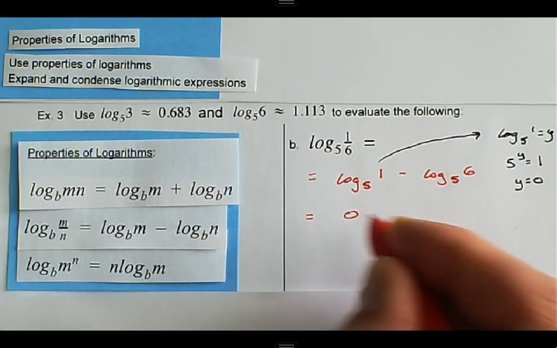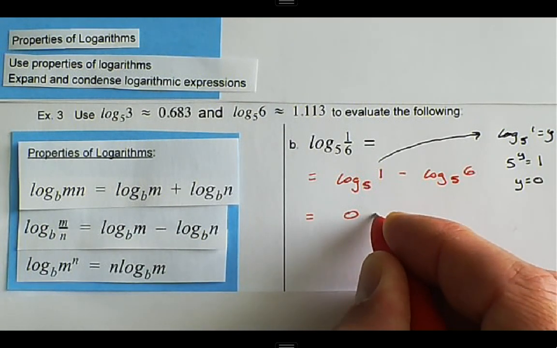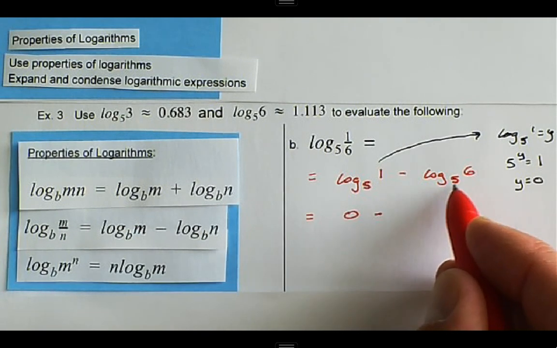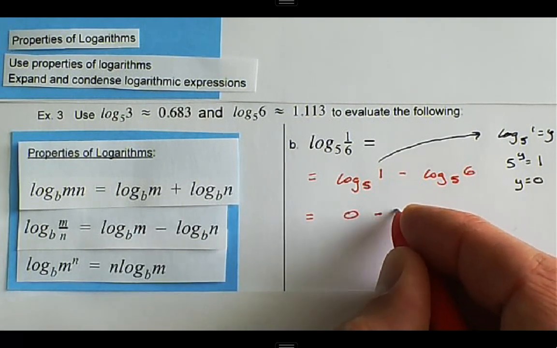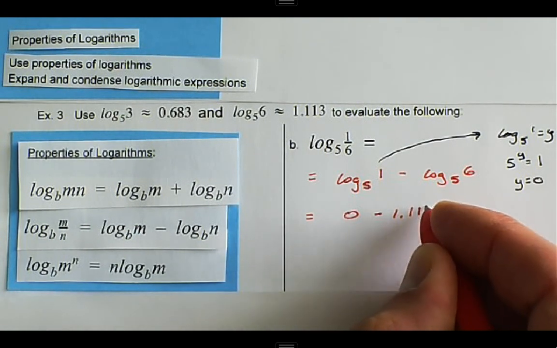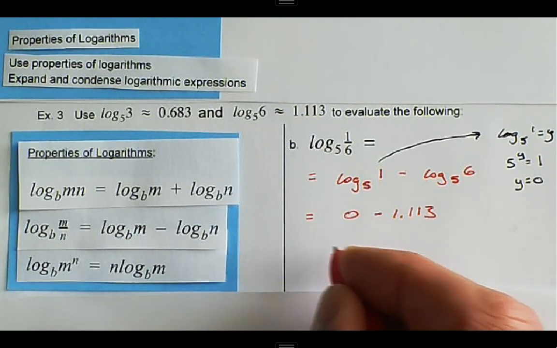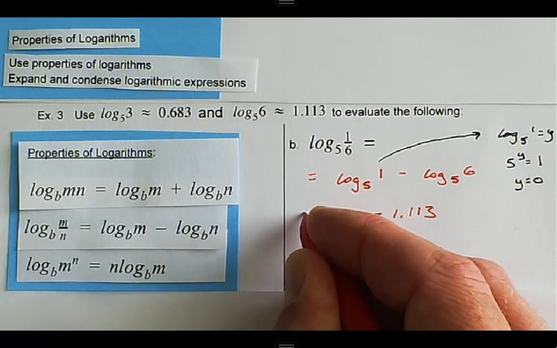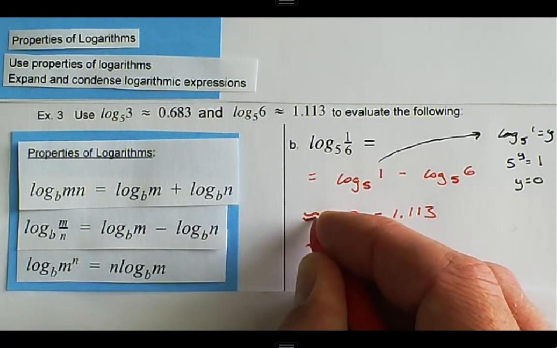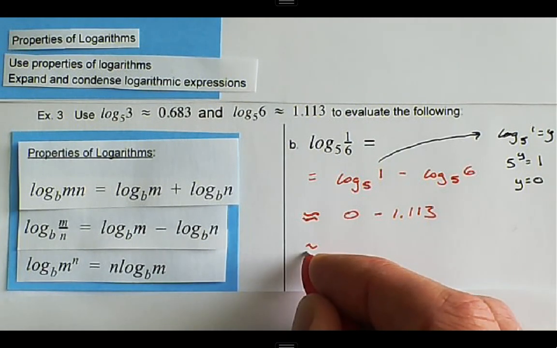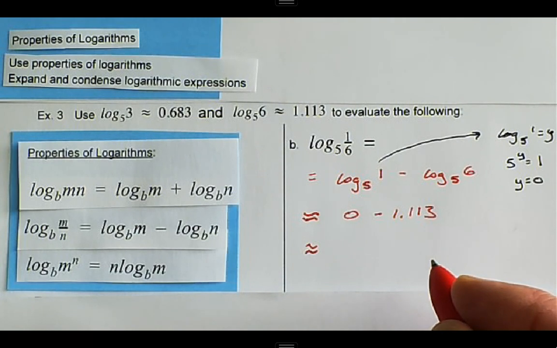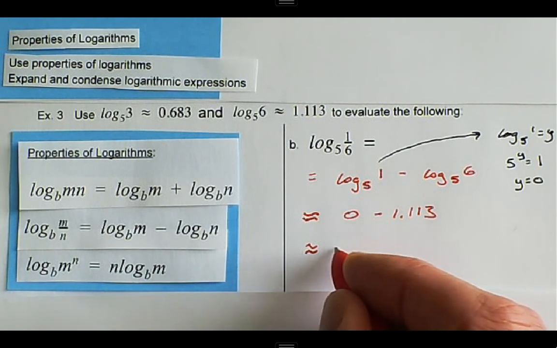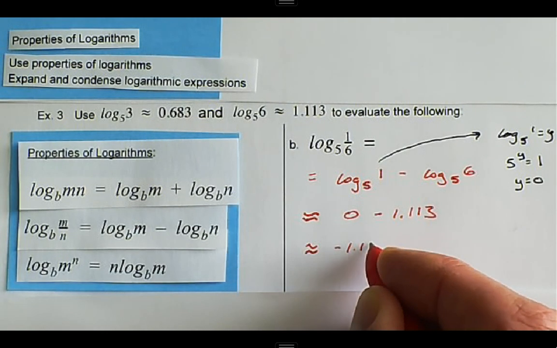So we can have 0 minus, and then we can substitute in the log base 5 of 6, which is 1.113. And so that ends up being, I guess this should be an approximation as well, because we substituted in an approximation there. And so that should be negative 1.113.